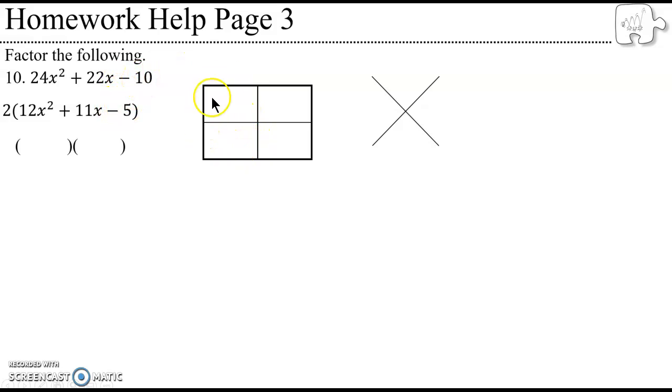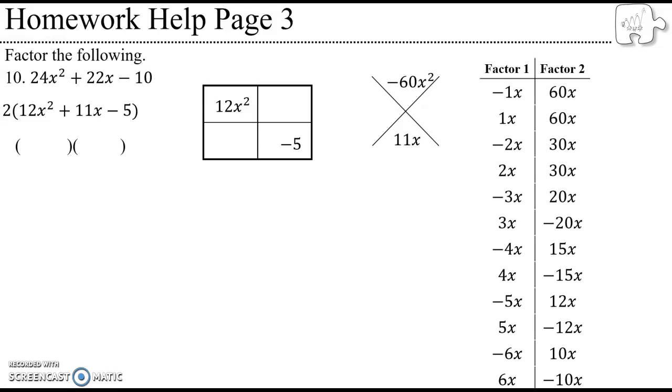Now remember when we set up the problem that we want to use what's inside the parentheses. So for the first and the last, go in the corners, 12x squared and minus 5. And then we multiply them together. 12x squared times negative 5 is negative 60x squared. And that middle term goes down to the bottom. So now numbers that multiply to negative 60x squared, there's a lot of them. We have negative 1 and 60x, which gives us 59x.